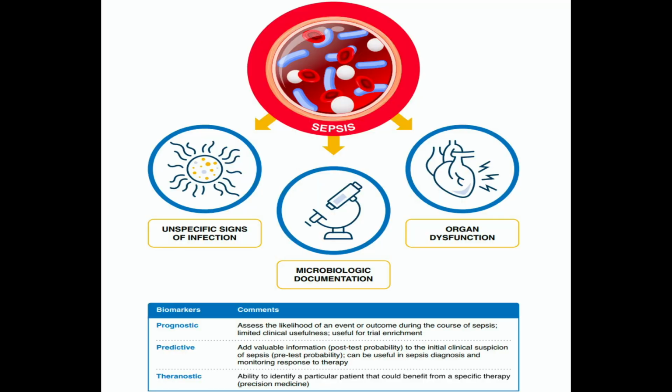Three vectors of sepsis approach. Systemic manifestations. This refers to the general symptoms and signs that the body exhibits in response to sepsis, such as fever, increased heart rate, and altered mental status.